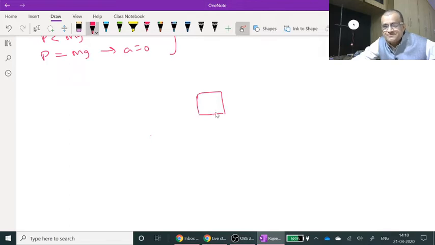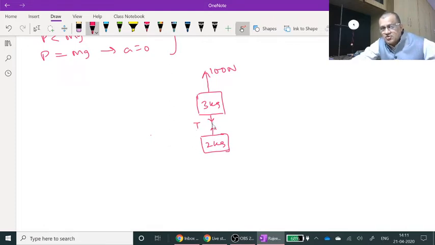There is one block of 3 kg and another block of 2 kg, and the 3 kg block is being pulled by 100 newton. Remember, if this string is massless, then the tension at every point will be the same. All over this string, the value of the tension will be same. I want to find out how much is the tension in the string, and obviously one of the things we are always interested in knowing is the acceleration of the system.